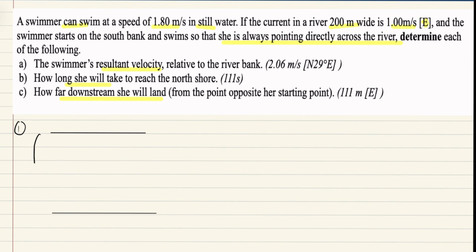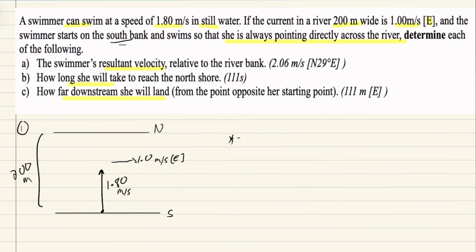So for any relative velocity question, whether it's in one dimension or two dimensions, I always start off with a diagram, because that is going to frame your reference point clearly. For this question in particular, we can say that the distance between each of the river banks, the south bank and the north bank, is 200 meters wide. And then we draw the current going east and the swimmer going north.